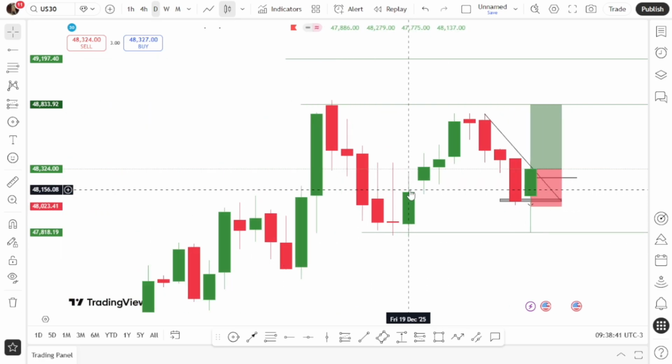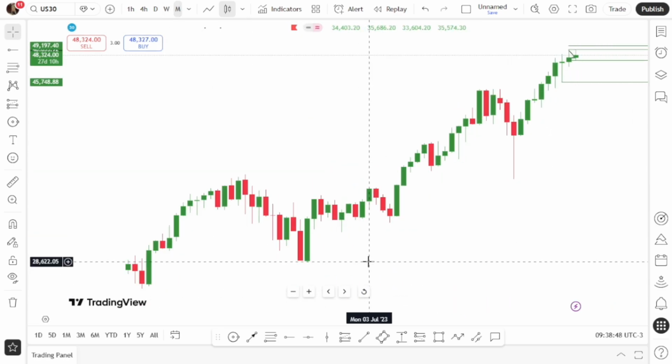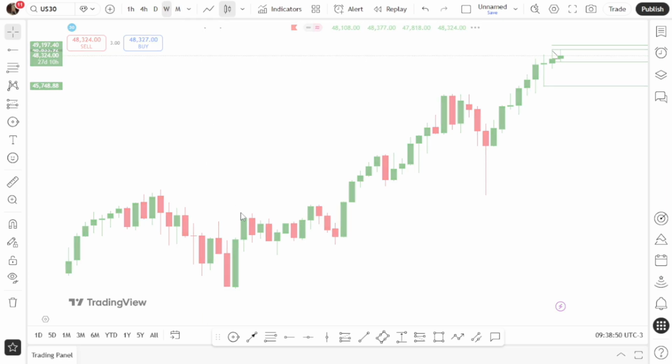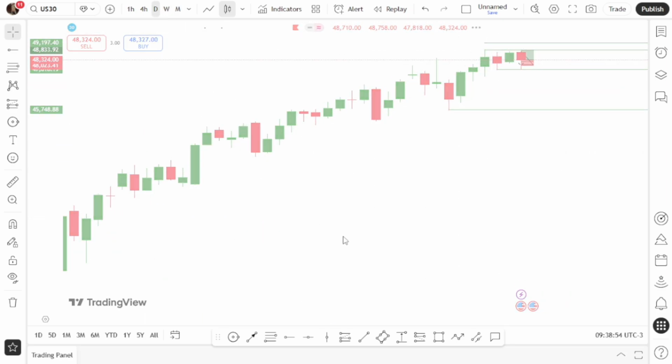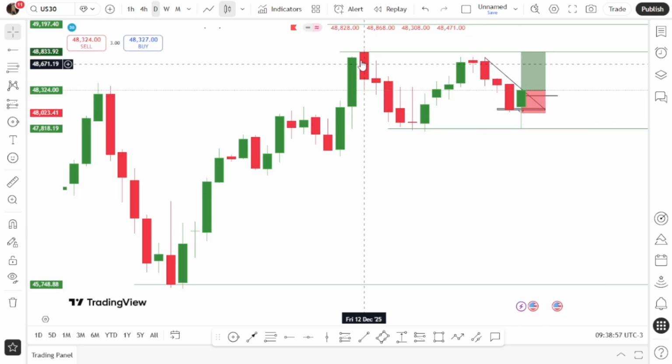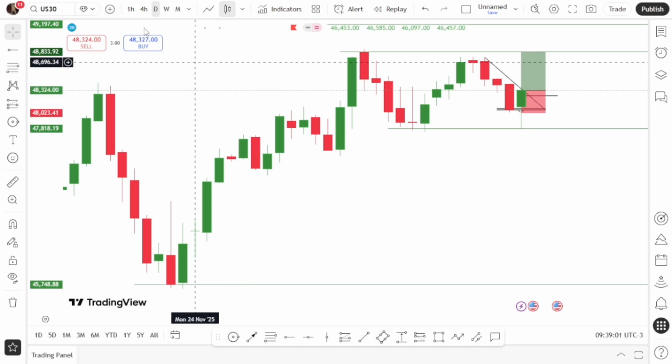So now that is it on US30, guys. Remember, we use the monthly time frame for the overall buyers. The weekly time frame, we mark the weekly highs and the weekly low. So now the daily time frame, we also mark the daily high, which is here, and we mark the daily low, which is here. And as far as price stays inside of that box, we are doing well.